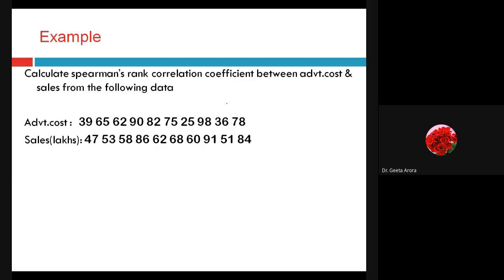The next example is to calculate Spearman's rank correlation coefficient between the advertising cost and the sales from the given data. Here again data is given to us and we are looking for the rank correlation. So data is given as normal data. We can find out the correlation also, and we can find out summation x, summation y, and all those things. But we are looking for the rank correlation. So what is the first thing?